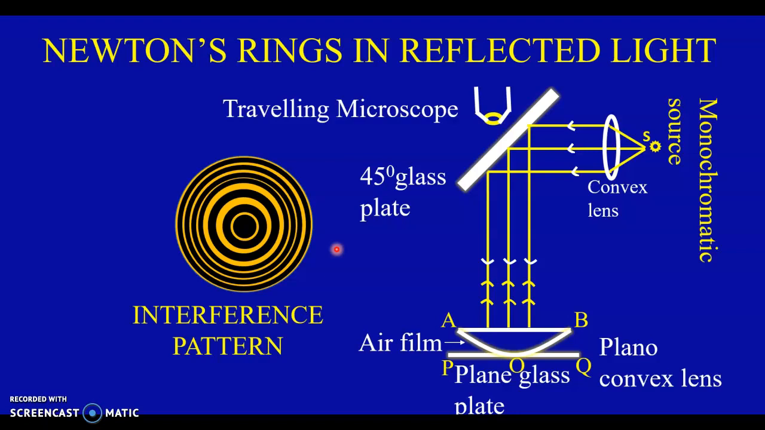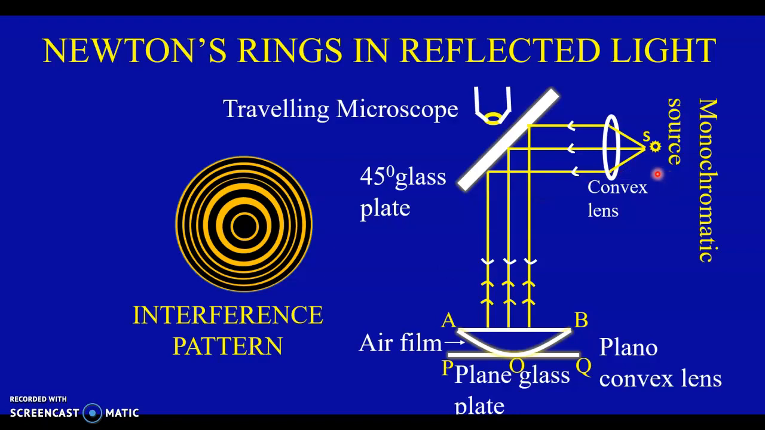In the previous video you have already studied interference in thin films. Here also this comes under thin film. Where is the thin film? This is the thin film, an air film here. How this film is formed, we are going to study in the experimental arrangement.